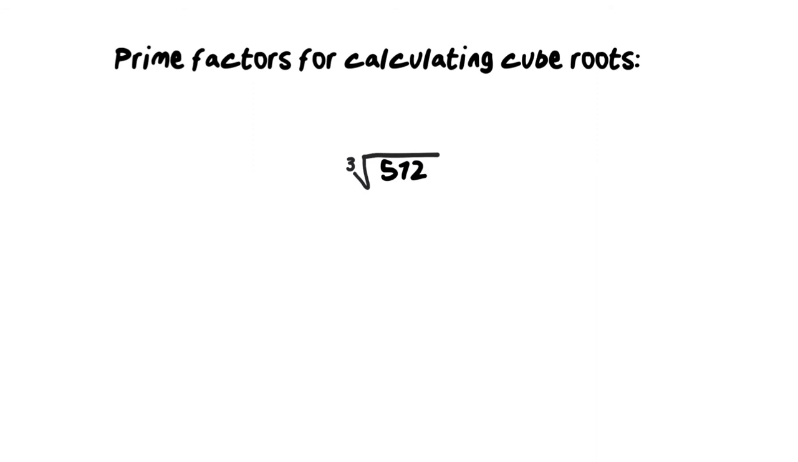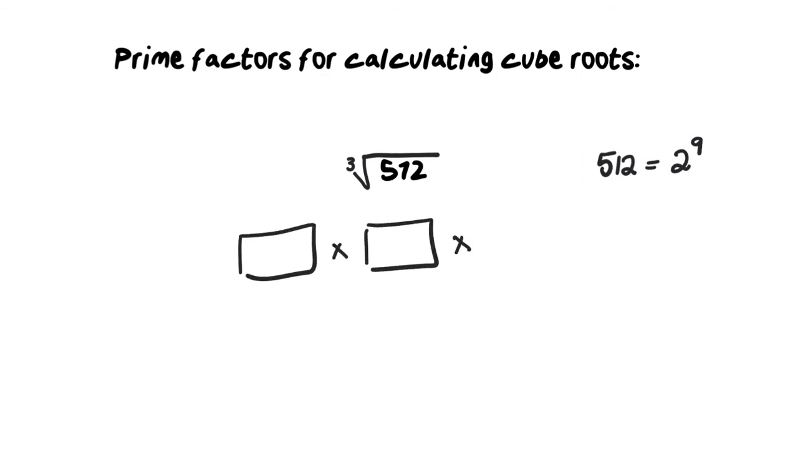Now let's try the same process with a cube root. So here we have the cube root of 512. Using my fact button on my calculator, I can see that this is 2 to the power of 9. I know that cube root means what multiplied by what multiplied by what gives me 512. Because remember, cube root refers to 3 numbers, exactly the same number multiplied together, giving me 512.